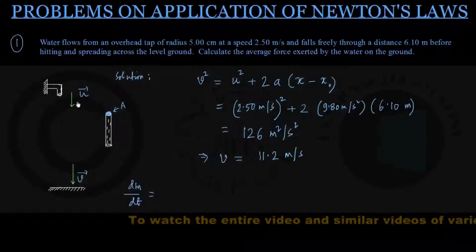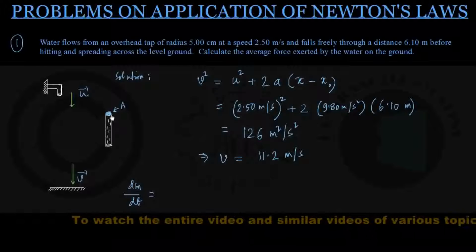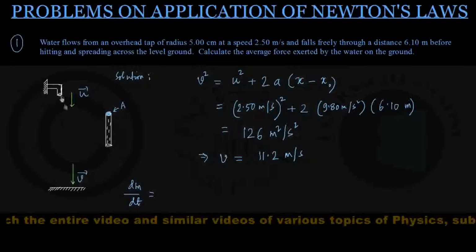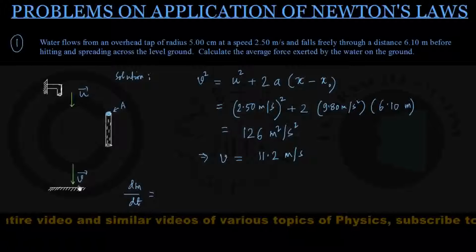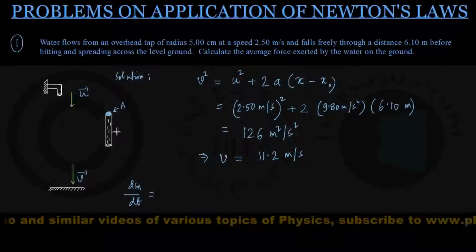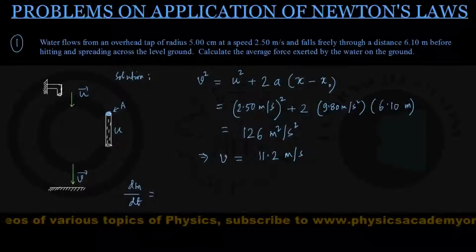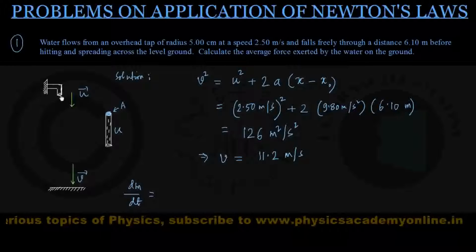So you could say that per second, if you could imagine a cylinder of water coming out of the tap, in 1 second the cylinder's length is nothing but the distance traveled by the water jet per second at the instant of coming out of this tap.